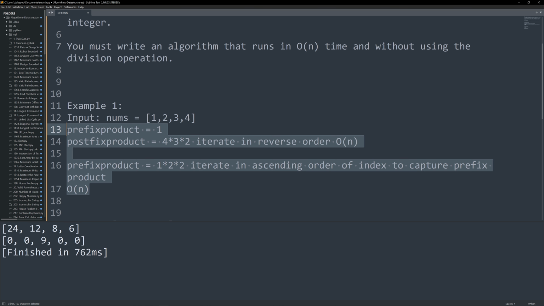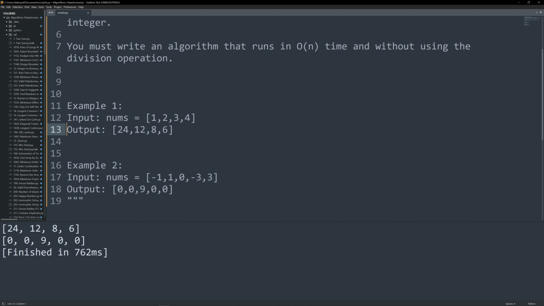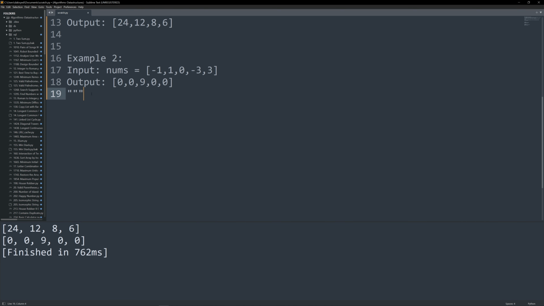So let us start writing the program. That is the basic idea of how the algorithm is thought out and how our thought process should be.